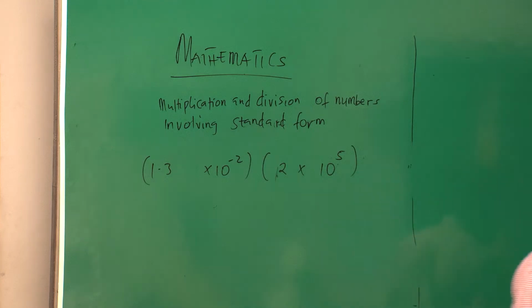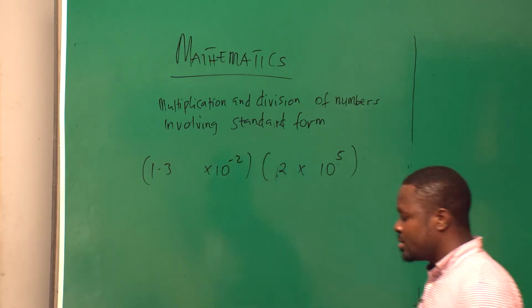So let's say we have the example on the board, 1.3 times 10 exponent negative 2, then times, the bracket means multiply, by 2 times 10 exponent 5. How do you go about this? Now what you do is that, in most cases, you try to write it in a way that makes it look simple, or much simpler to deal with.